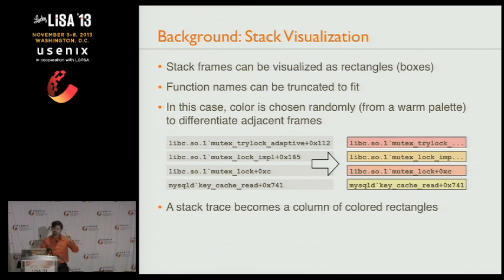So, stack visualizations. We understand what a stack is. Stack frames can be visualized as rectangles. Function names can be truncated to fit. Color can be chosen randomly. I'll talk about what else we can do with colors. So a stack trace that I showed earlier, just a portion, turning that into a visualization is very, very simple. This is just a column of rectangles. I picked random colors to differentiate between frames.